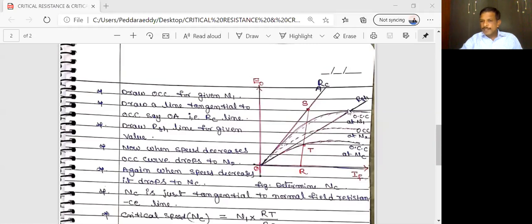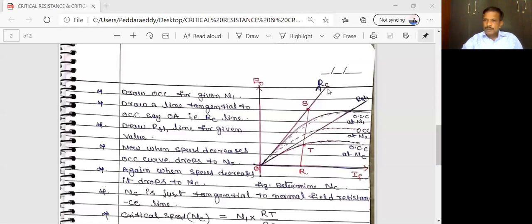Next, if you slowly increase RSH, at one point we get the resistance line which touches the initial part of the OCC curve. The line which touches the initial part of the OCC curve is called RC. So in this diagram, this is the OCC curve, this is the RSH line, and this is the RC line. We already discussed this in the previous topic.